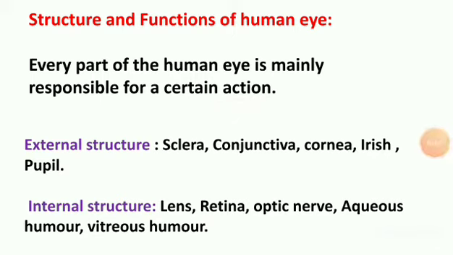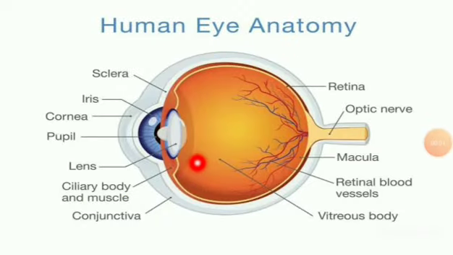The structure of the human eye can be broadly classified into two types: external structure and internal structure. The parts of the eye that are visible externally comprise the external structure of the eye. What are they? Sclera, conjunctiva, cornea, iris, pupil. These are the external structures of the eye. The internal structure of the eye includes the following parts. What are they? Lens, retina, optic nerve, aqueous humor, vitreous humor.